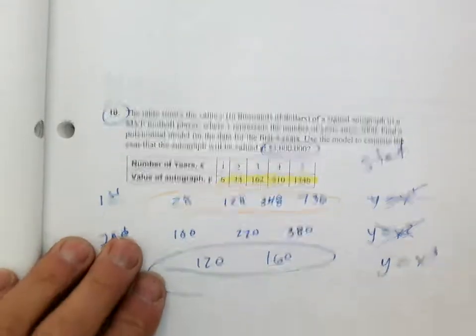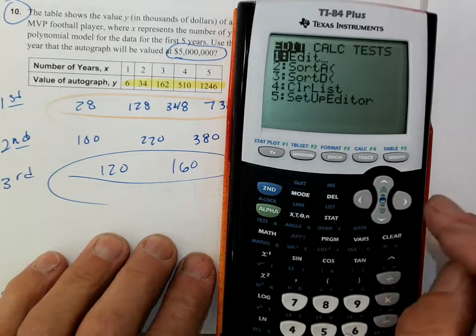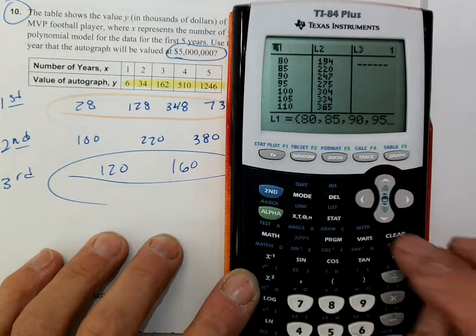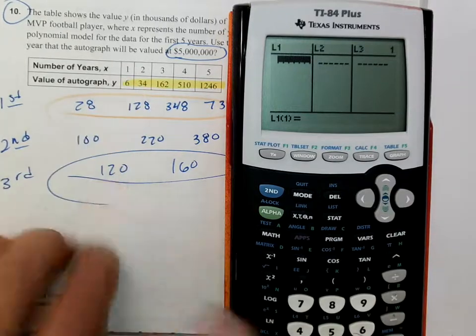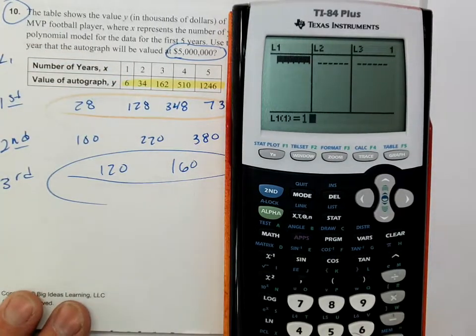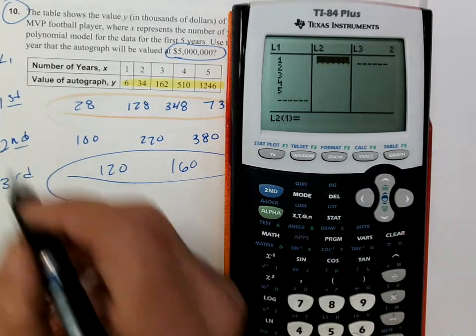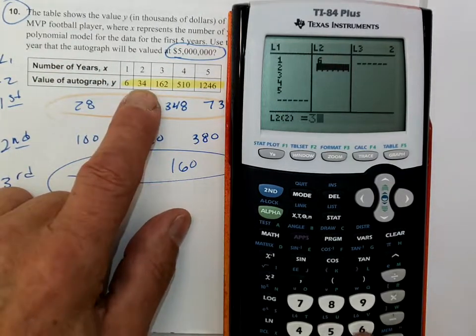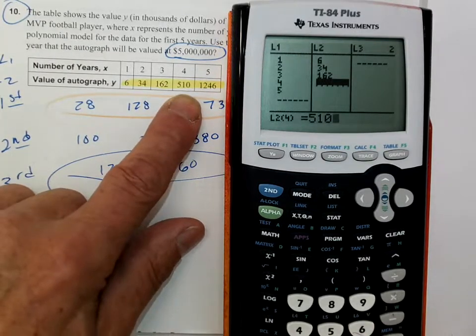Go back to my stat, and I'll probably do the work on my calculator. I'm going to go to stat, edit. I'm going to clear list 1, clear list 2. I'm going to put my x values into list 1: 1, 2, 3, 4, 5. And I'll put my values in list 2: 6, 34, 162, 510, 1,246.